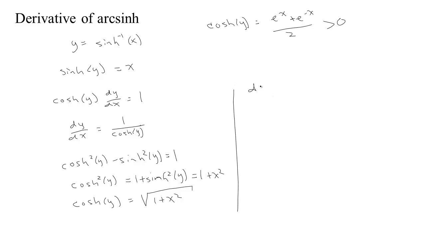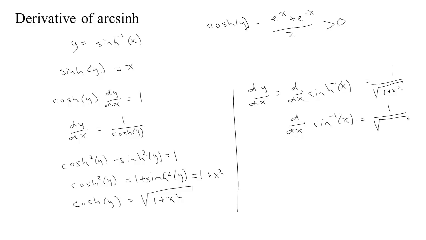That tells us that dy dx, which means the derivative with respect to x of the arcsinh, since y is the arcsinh, is equal to 1 over cosh y, and cosh y is the square root of 1 plus x squared. So the derivative of the arcsinh is 1 over the square root of 1 plus x squared. Compare that to the derivative of the arcsine, the elliptic sine function. That's 1 over the square root of 1 minus x squared. So similar, just a slight difference there.